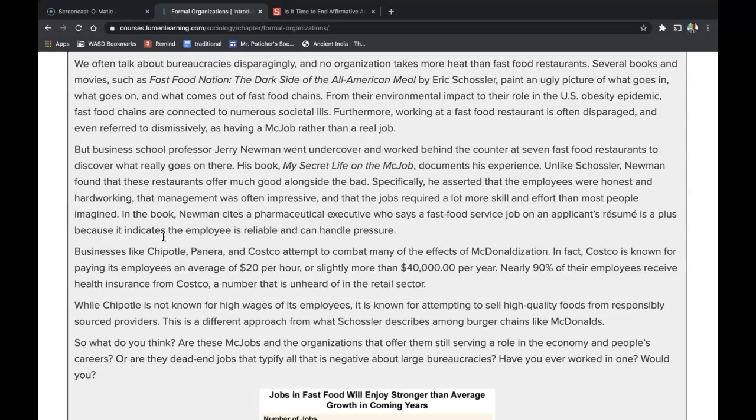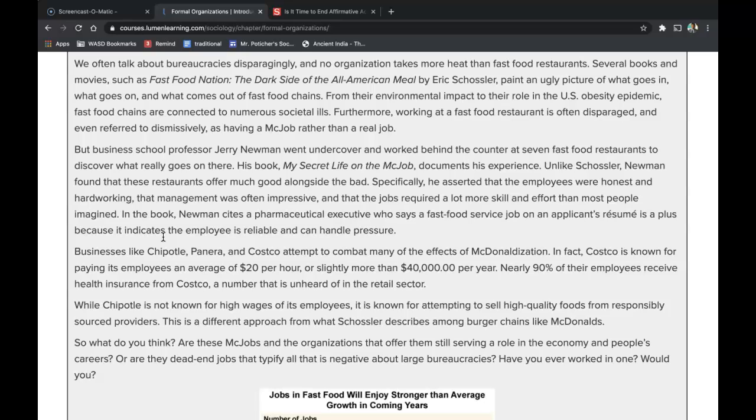Specifically, he asserted that the employees were honest and hardworking, that management was often impressive, and that these jobs required a lot more skill and effort than most people imagined. In the book, Newman cites a pharmaceutical executive who says a fast food service job on an applicant's resume is a plus because it indicates the employee is reliable and can handle pressure.